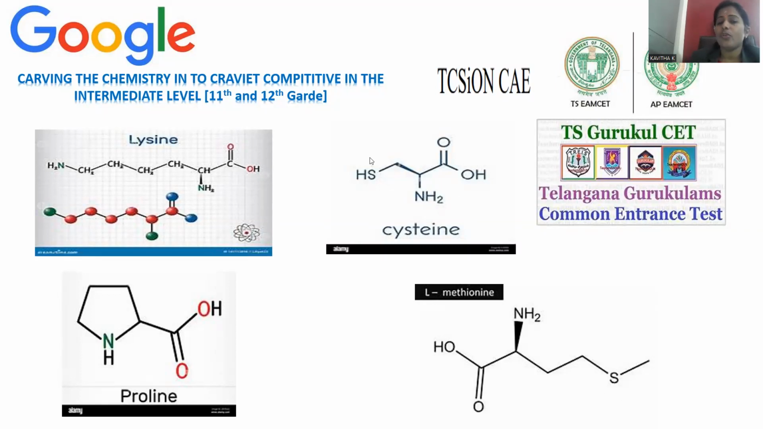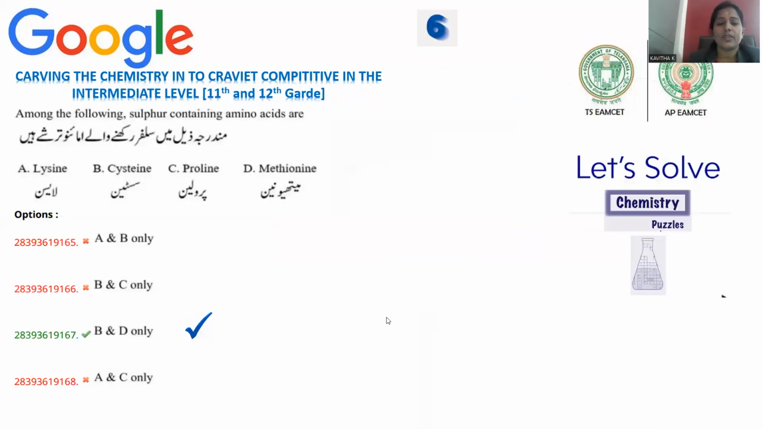Cysteine is called a thiol. Thiol means if you have OH here, that is called alcohol, right? In the same way, if SH is there, that is called thiol. In this manner, among all, cysteine is having SH, and methionine is also having sulfur as an ether linkage, thioether linkage. This is the way you can answer the question. B and D are the correct answers for this. For question number 6, option number 3 is the correct answer.